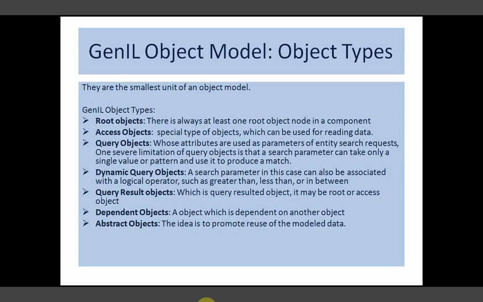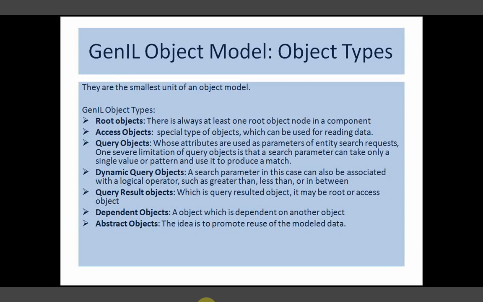Then there is the access object. As the name specifies, you can access the object. The access object is also like a root object, but the rule is you cannot edit this object. So the access object is only meant for reading purposes. If you want to read the data, you can traverse through the access object.